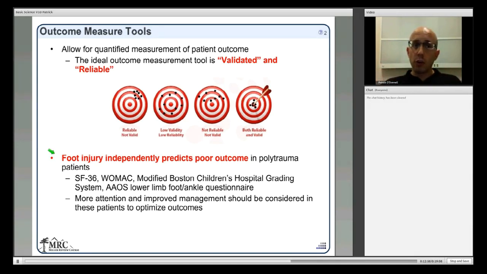So to answer this question, you have to know that foot injury independently predicts poor outcome in a polytraumatized patient. You've all seen this. Your patients with a femur fracture, a pelvic injury, a head injury, if they get a Lisfranc, you know that they're not going to do very well. The SF-36, the WOMAC, the Modified Boston Children's Hospital Grading System, and the AAOS Lower Limb, Foot, and Ankle Questionnaire all validate this. So the big picture is that more attention needs to be paid to these patients, and what can we do to optimize their outcome?